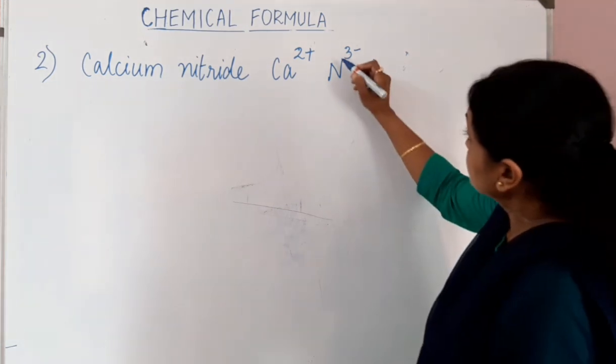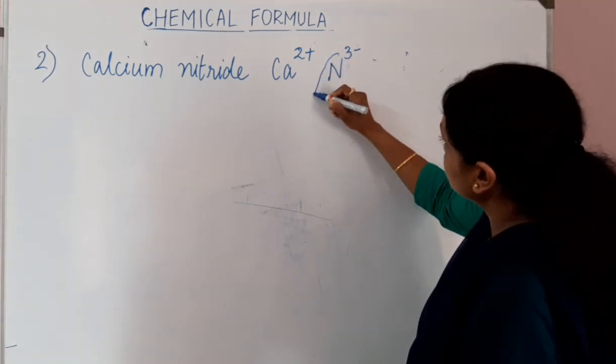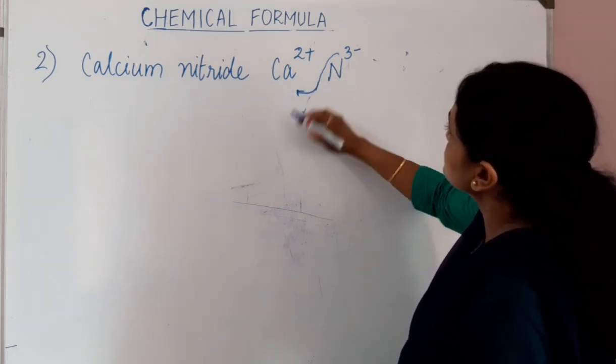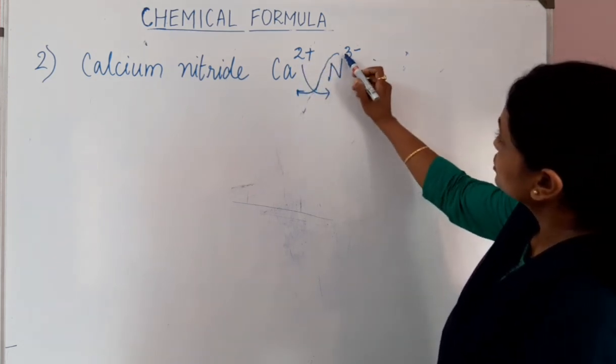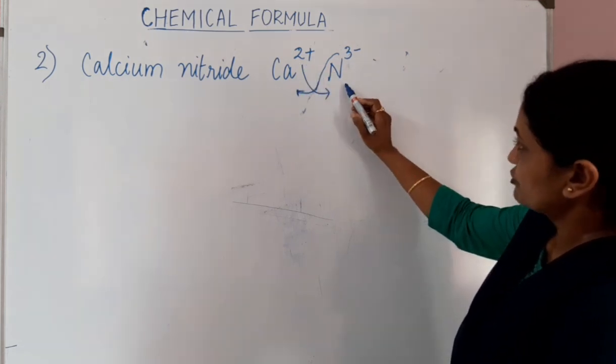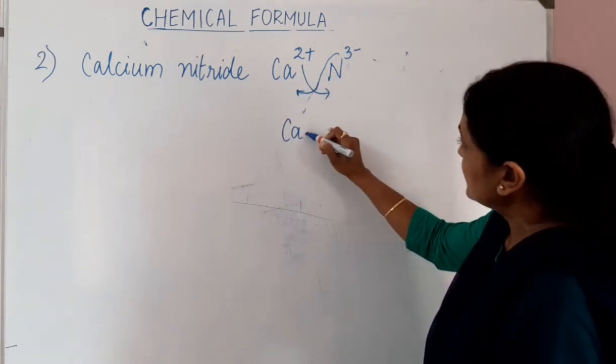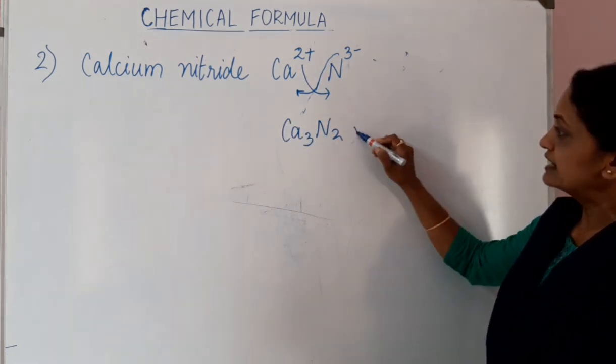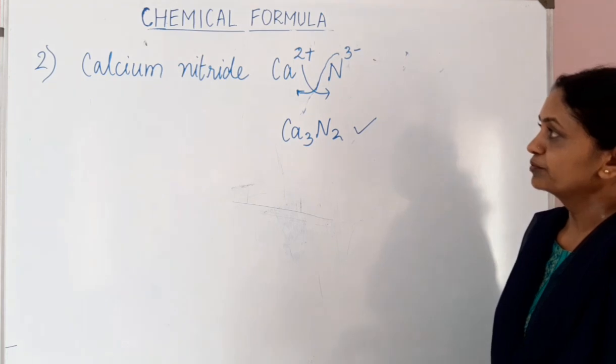Now interchange the charges, and then we have to write them as subscript. So here we interchange this way. 3 is for calcium and 2 is for nitrogen. So Ca3N2. So the final formula of calcium nitride is Ca3N2, right?